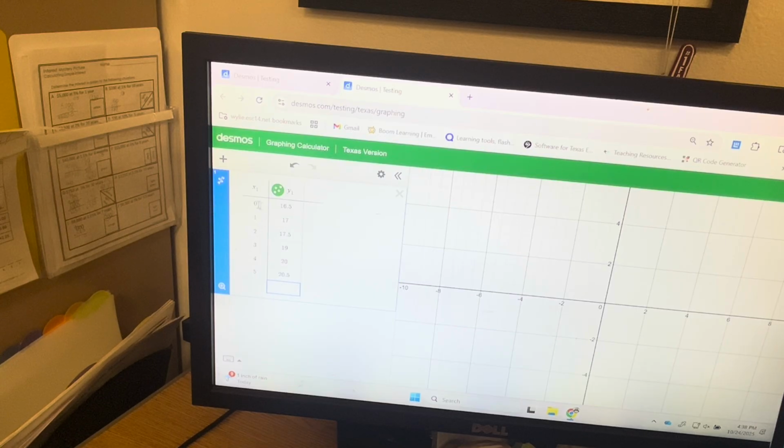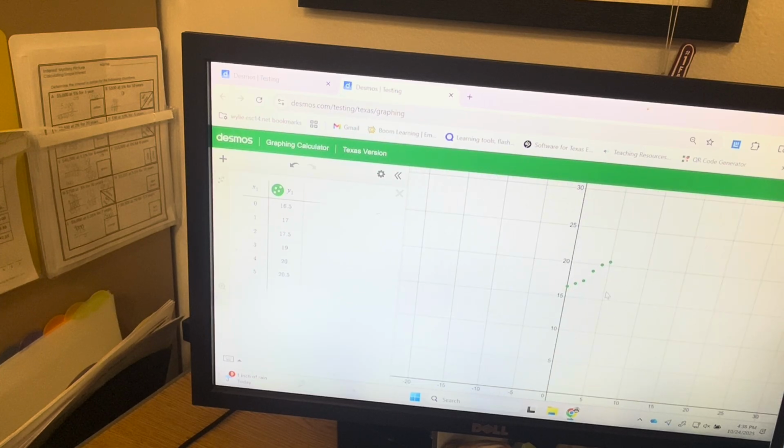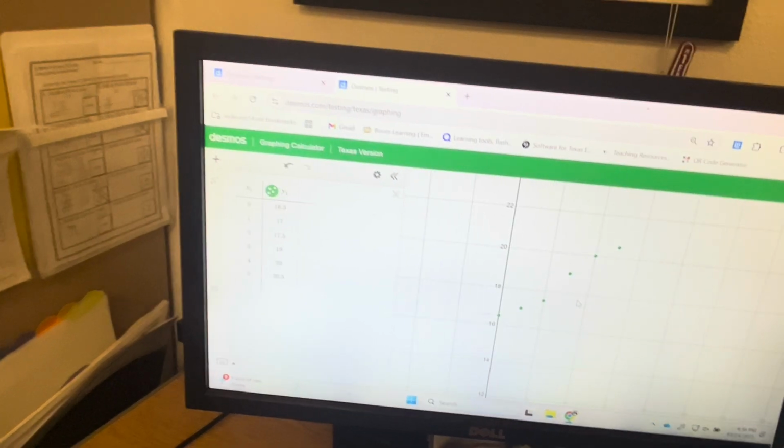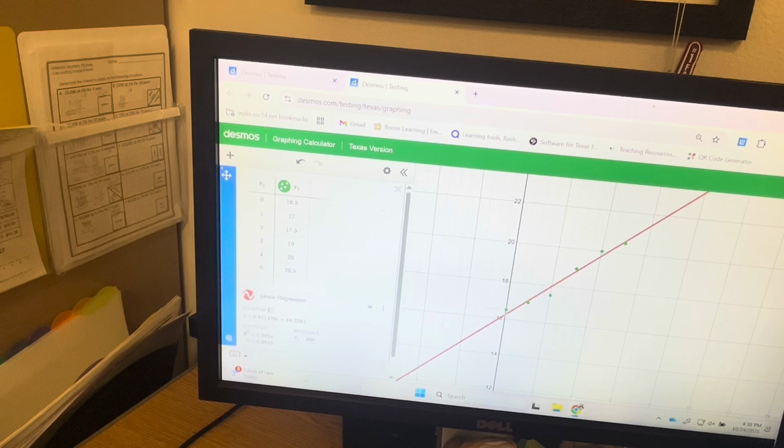And again, all you do is click. Actually, I want to point out something over here. As I'm typing those in, my calculator graphs it for me. So you can see the dots, how random they are. That's what makes it a scatter plot. And then over here, I'm going to click this icon with the line through it, and it even draws the line of best fit for me, which is kind of cool too.